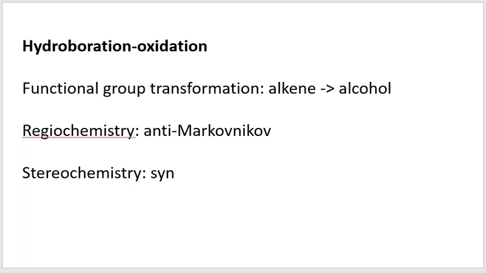Hydroboration oxidation is a type of hydration reaction. In other words, it adds a hydrogen and an OH group to an alkene. Unlike the hydration reactions that we've seen before, it is anti-Markovnikov, although like the ones that we've seen before, the intermediate, actually the transition state, is still the most stable one possible. The stereochemistry of this is syn, which we'll look at in a minute.